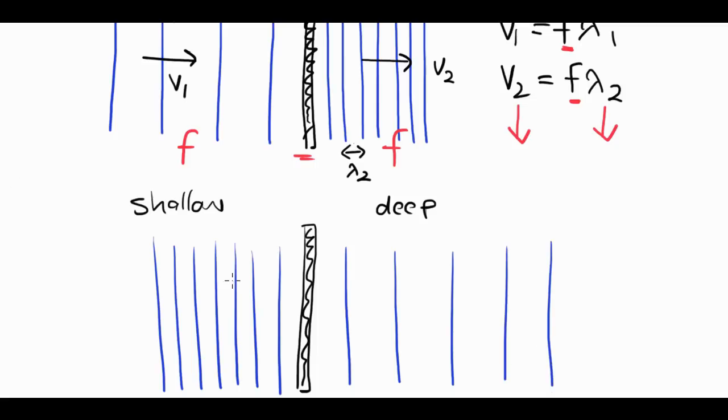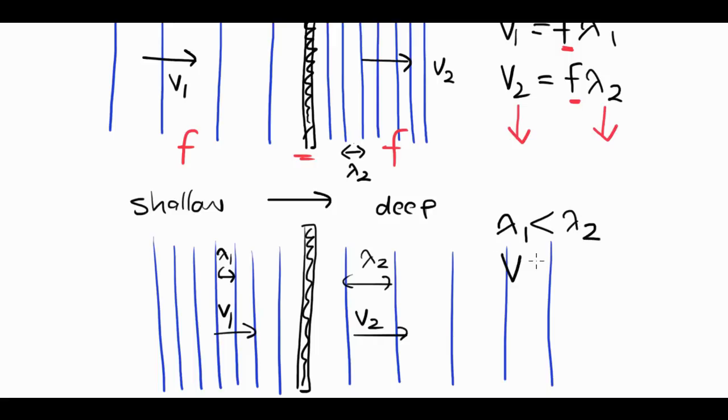So in this case, we've got lambda 1, and on this side we have lambda 2. We've got velocity 1, and on this side we've got velocity 2. And the key idea here is when you're going from shallow to deep, the wavelength in the shallow region will be less than the wavelength in the deep region. The velocity in the shallow region will be less than the velocity in the deep region, and the frequency in both regions will be the same.